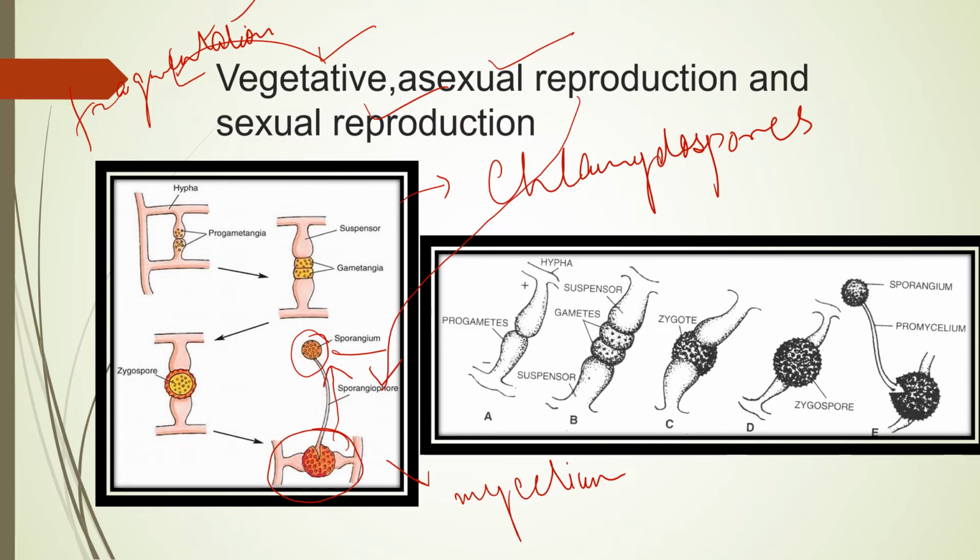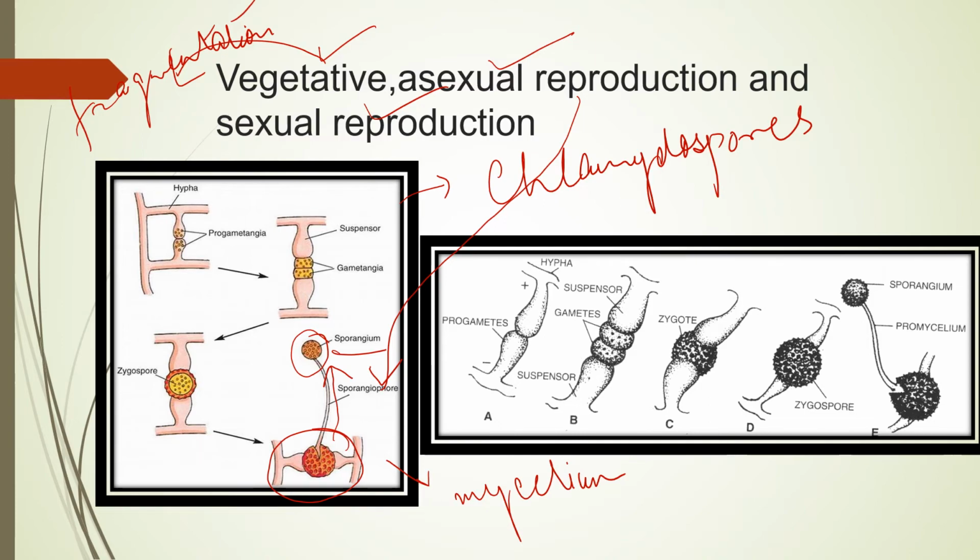So they are actually an intercalary segment of mycelium, which develops due to the accumulation of protoplasm and is septate. They remain dormant until favorable conditions return, and they will only germinate into a new mycelium when there is a favorable condition.